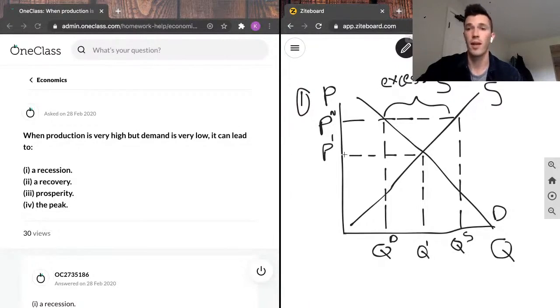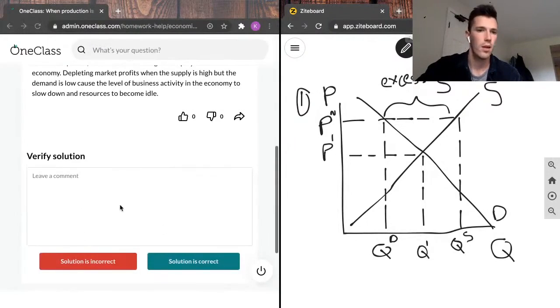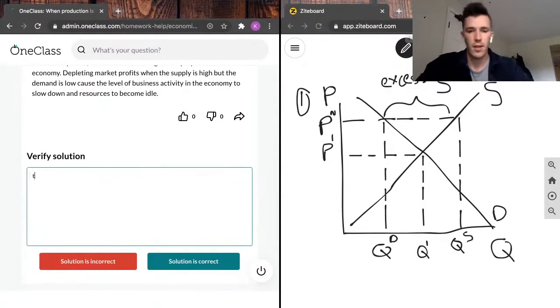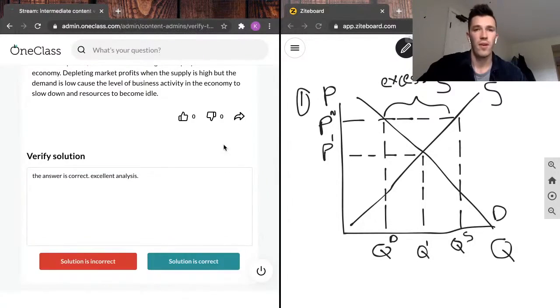I find it very helpful to come back to the supply and demand graphs, even as you move further along in economics, because they provide some sort of intuition that you can't always see just reading the question. So verify solution, I will say that the answer is correct. Excellent analysis. And with that, we're going to move on to question 2 here.